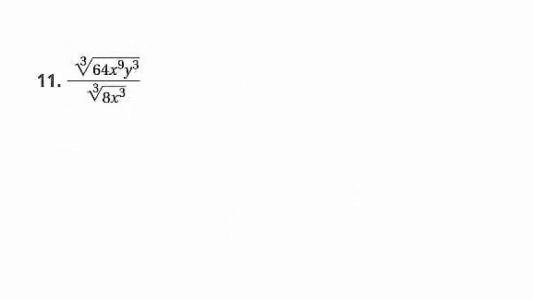For the next one, these are both cube roots. So again, I'll solve this one the other way. You could focus on just the top. So the cube root of 64 is a nice number. It's 4. The cube root of x to the 9th: the trick is to divide the powers. 9 divided by 3 is 3, so you get x cubed. 3 divided by 3 is 1, so there's only one y to the first power.